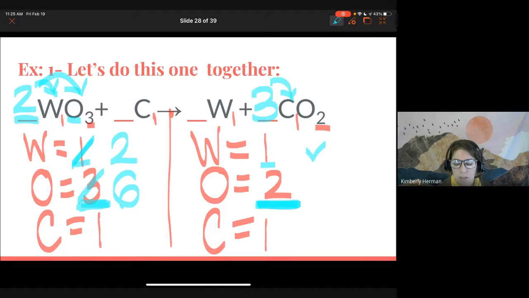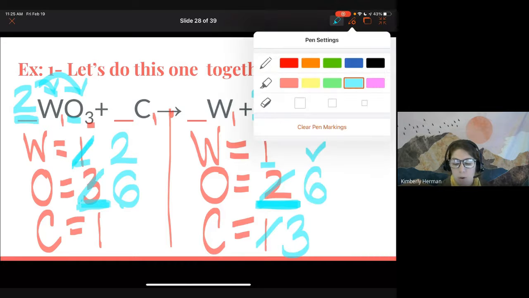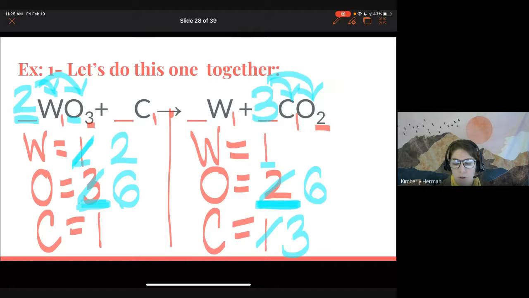3. So it not only does the O, but it does the C too. So C would now have 3. 2 times 3 would now give us 6. So we'll actually see that our W's are no longer balanced, but we'll see that our O's are balanced. So I'm going to keep going down the list.